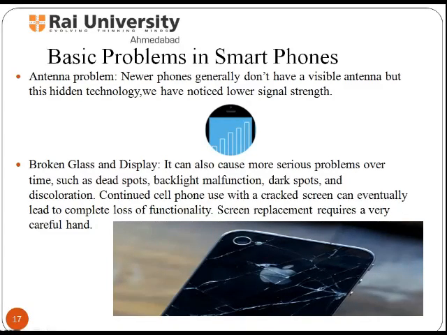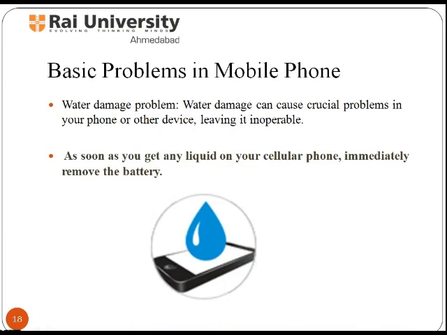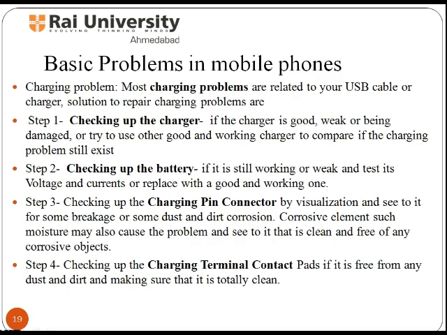Continued cell phone use with a cracked screen can eventually lead to complete loss of functionality. Screen replacement requires a very careful hand. Water damage problem. Water damage can cause crucial problems in your phone, leaving it inoperable. As soon as you get any liquid on your cellular phone, immediately remove the battery.